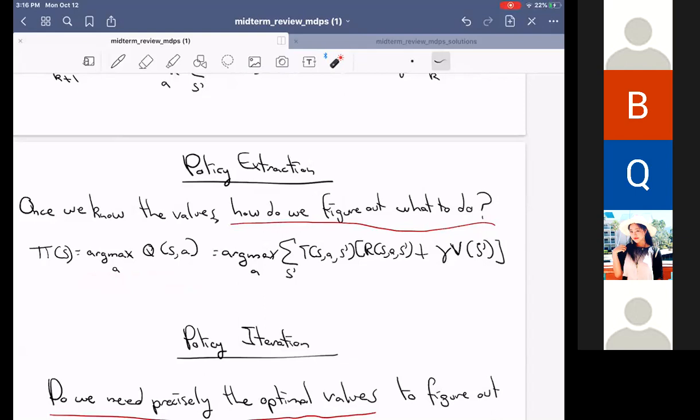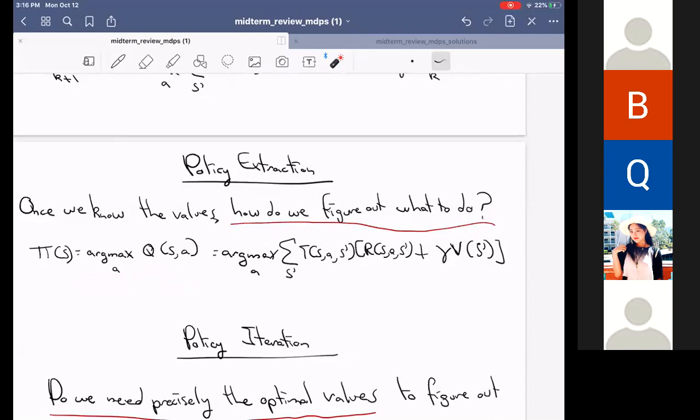Sorry, does someone mind muting? Not sure who's talking. I'm going to mute people.